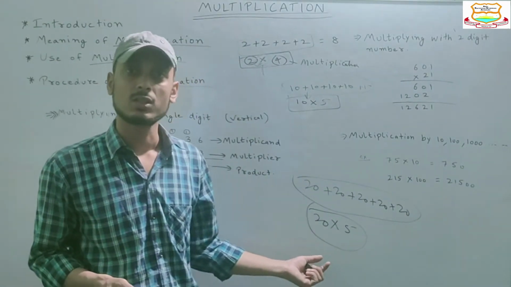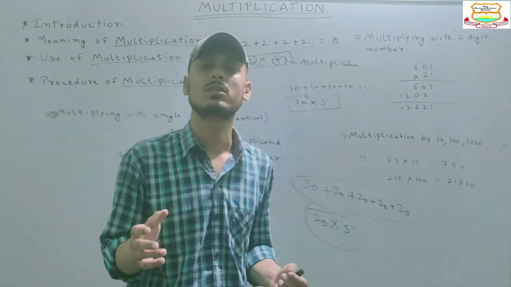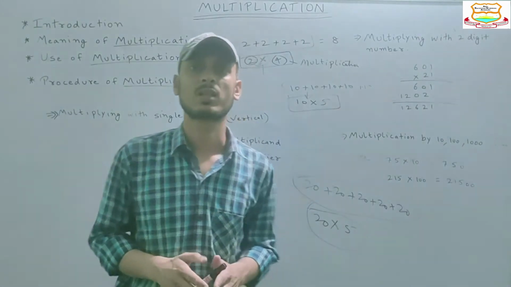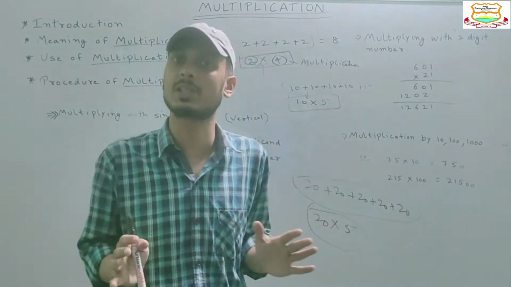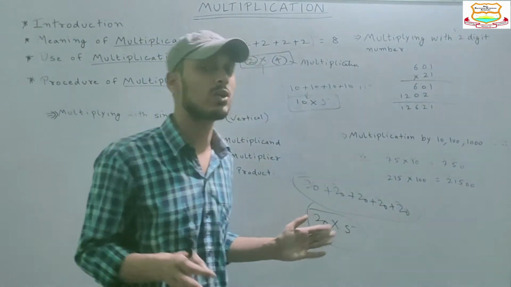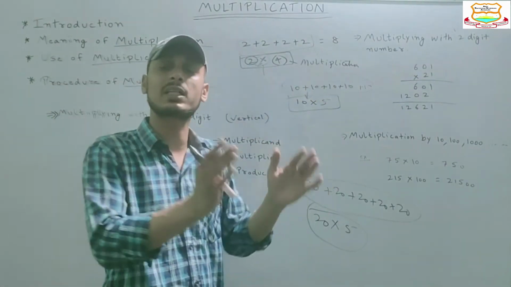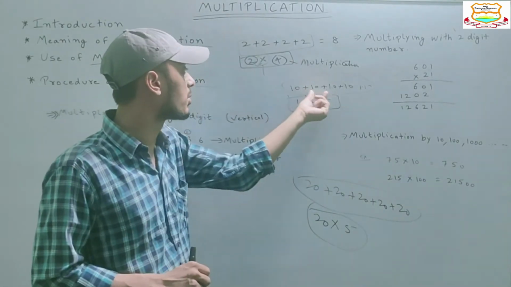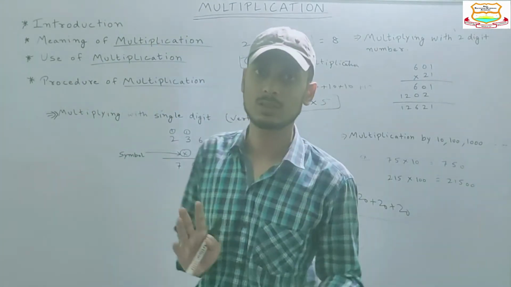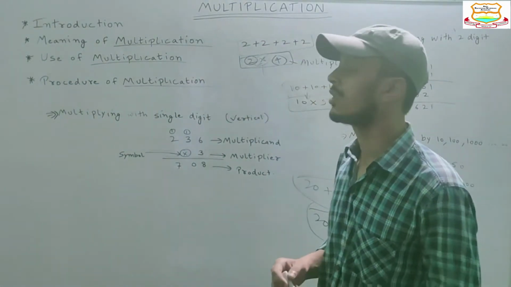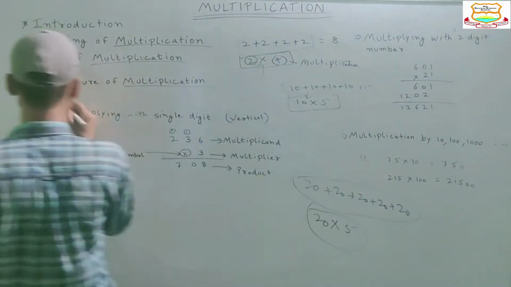Got it? So we can understand that multiplication is a type of addition. It is a special case of addition. What is that special case? That special case is that the same number should be added again and again. The same number should appear in the addition, not other numbers. Got it? Okay.